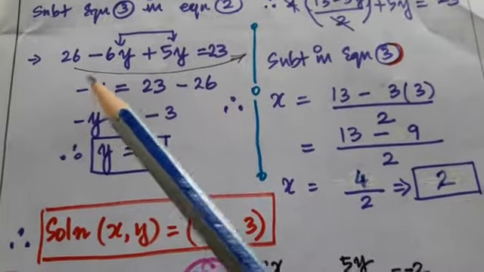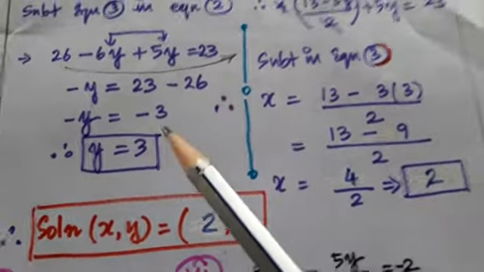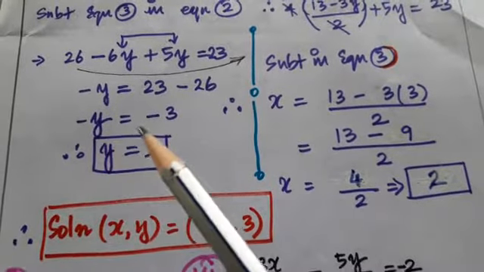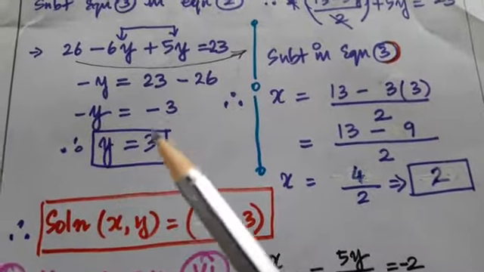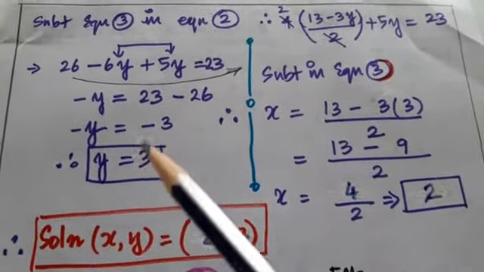Then I am taking this 26 to the other side. So 23 minus 26. So your answer will be minus y equal to minus 3. Therefore, minus minus get cancelled. y equal to 3. One answer we have got, the y value.